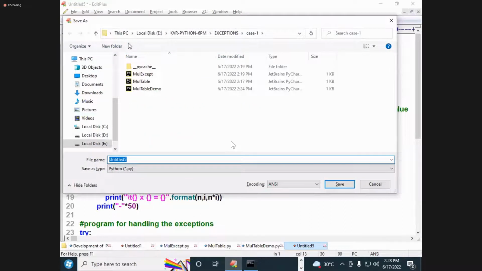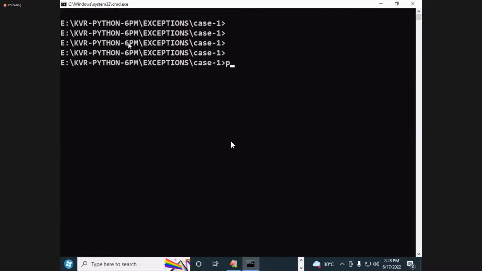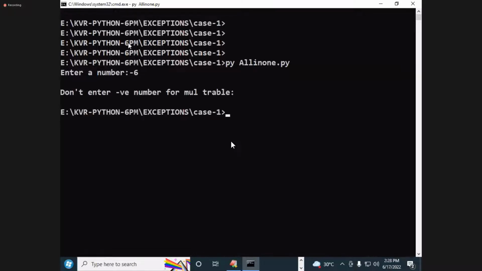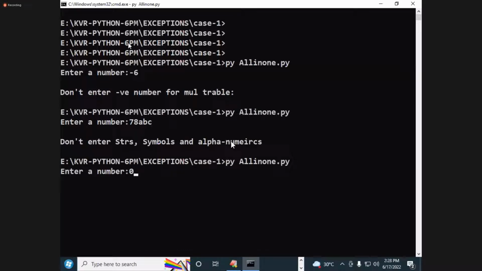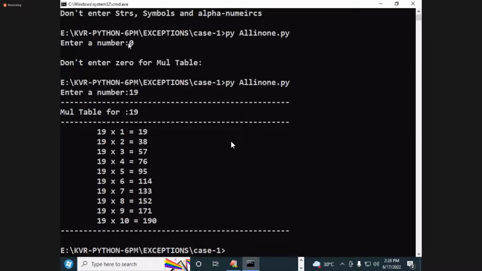All-in-one.py. Execute. Ravi Kumar, respond. After understanding, enter the number -6. Enter the value 78 ABC. Then enter the value 0. Enter the value 19. The answer is coming. Is it all in one place or not? We can do it, but is it recommended? It is not recommended. It is recommended to write in multiple files.